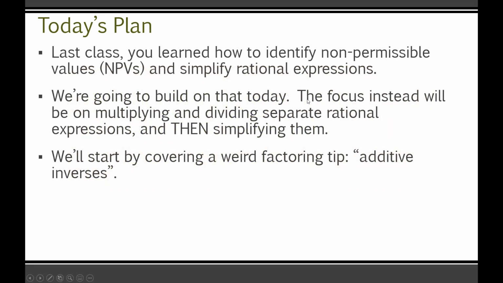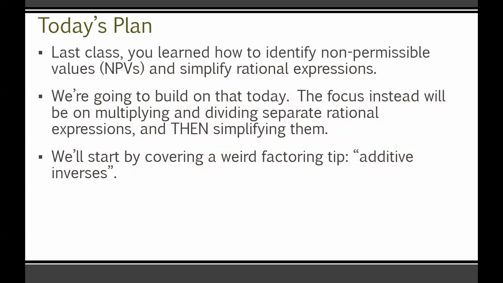So today's plan is, first of all, last class, you learned how to identify non-permissible values, that's NPVs, as well as how to simplify rational expressions. This just involved, of course, factoring the top and the bottom, and then crossing off whatever factors appear on both the top and the bottom. Now we're going to build on that today. The focus instead will be on multiplying and dividing separate rational expressions and then simplifying them.